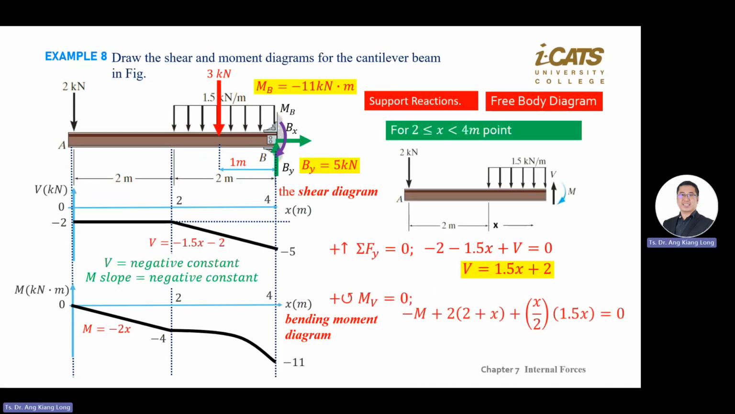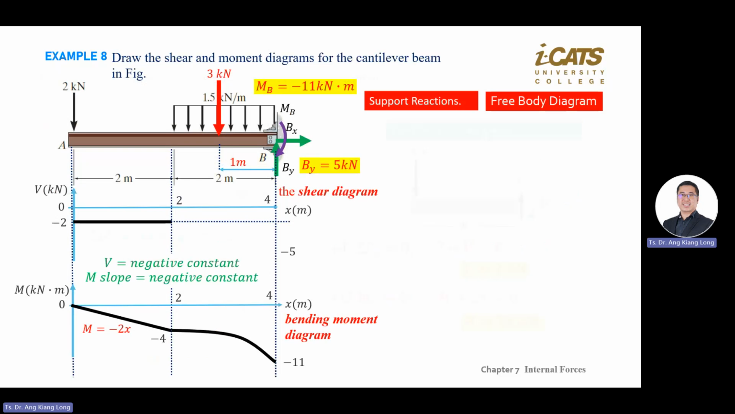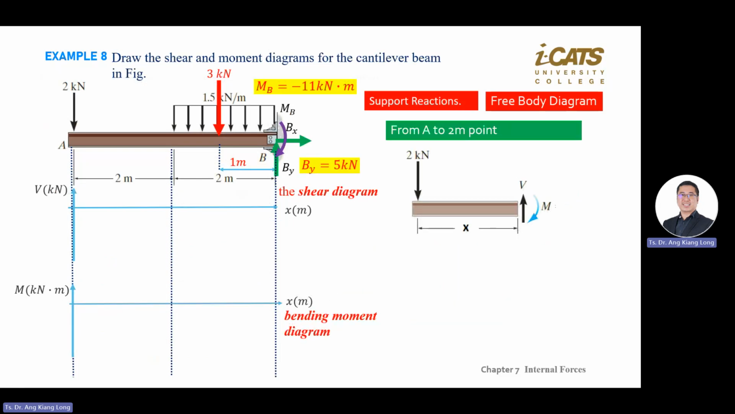Okay. We already cover up to here. Observation here: there is a correlation between the V and M. A is free end there, so there's nothing there. Only B.